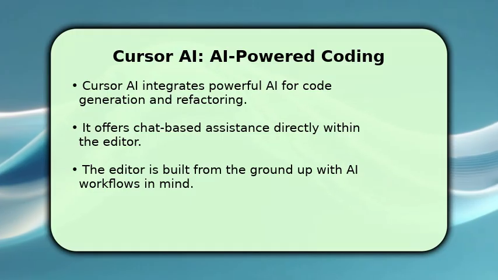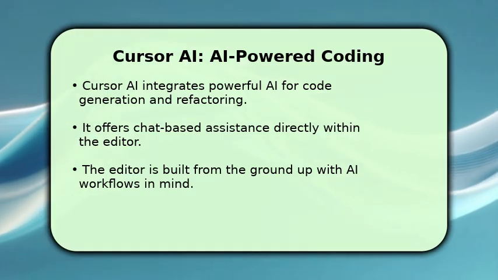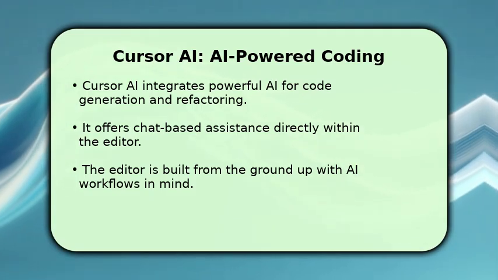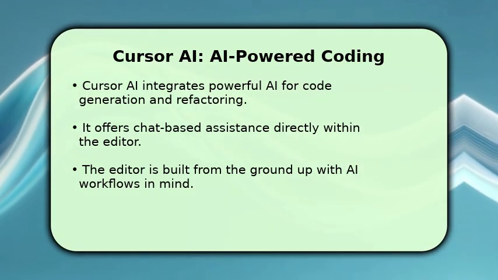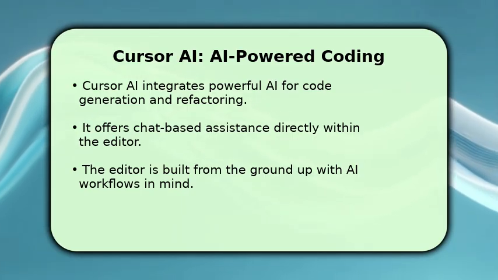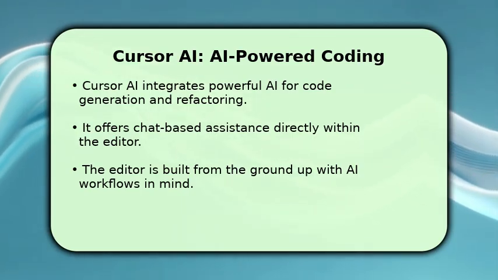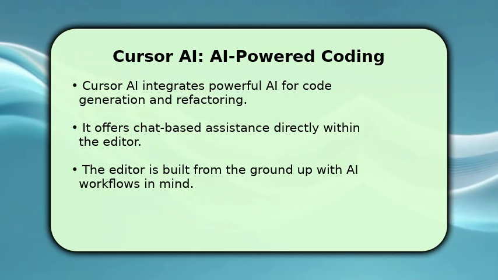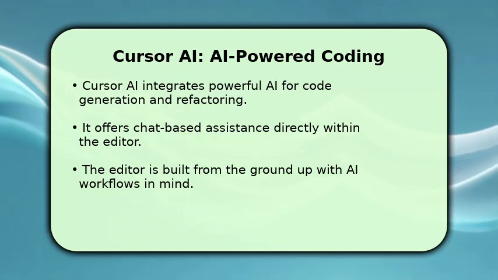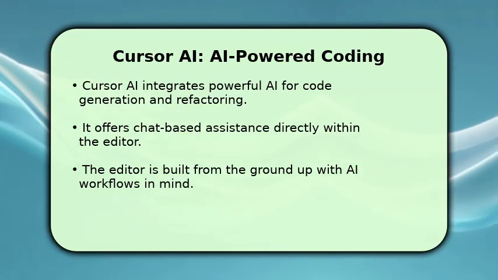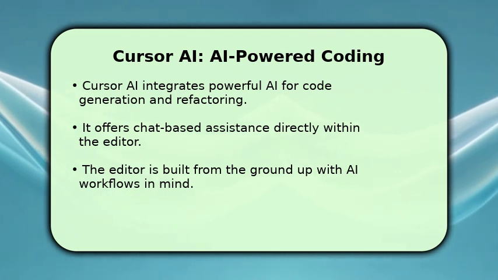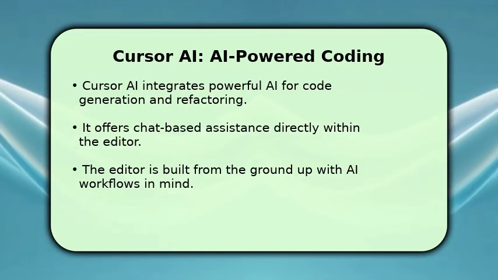Cursor AI differentiates itself by deeply embedding artificial intelligence into the development process. It provides advanced features like intelligent code generation, helping you write new code or refactor existing sections with remarkable speed. The integrated chat interface allows you to ask questions and receive context-aware suggestions without leaving your editor. This AI-first approach aims to significantly boost developer productivity and efficiency.